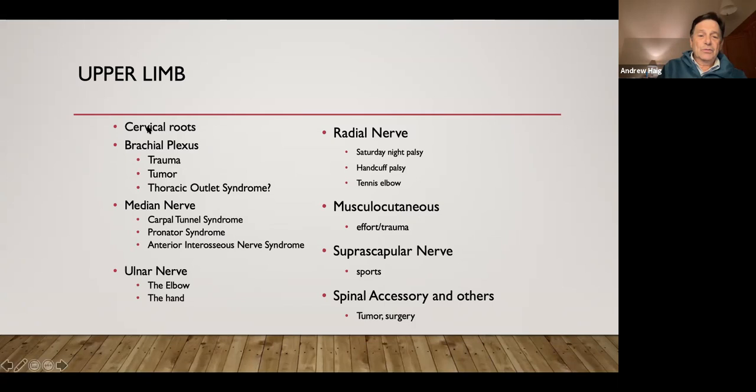Well, if it's a cervical root lesion, you'll be sure about that if there's pain into the right place, right? If there are reflex changes, if the physical exam shows two different muscles from two different nerves that are weak, but are the same root, okay?